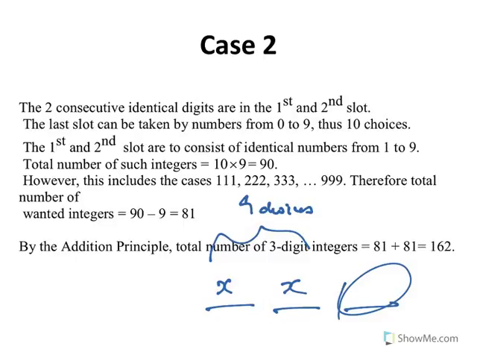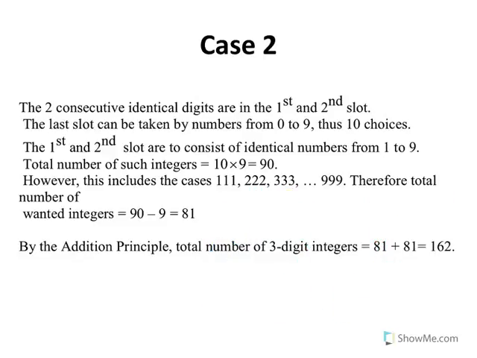How about the last one? How many choices do I have? I can put 10 numbers, 0, 1, 2, 3, 4, 5, 6, 7, 8, 9, so I have 10 choices. But if you do this, you will also include the cases of 111, 222, 333. Let's say I choose 1, 1; out of 10 choices, this can also be 1. So we need to erase away all the cases where you have 3 consecutive numbers. So for that, you have 90 minus 9.